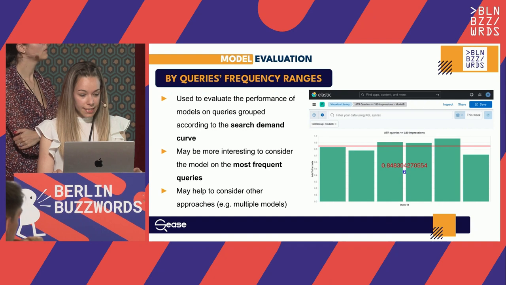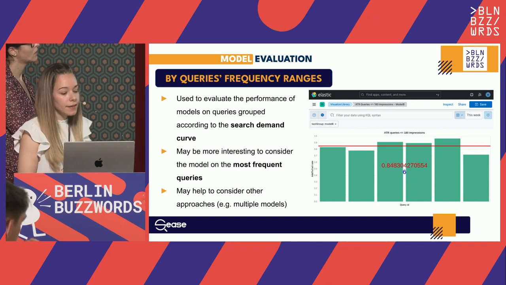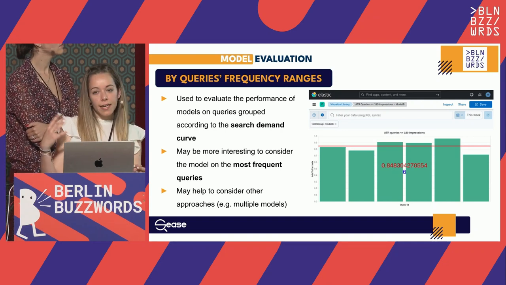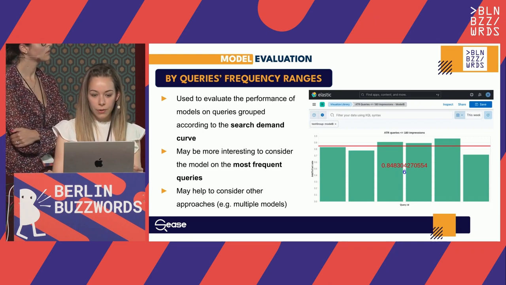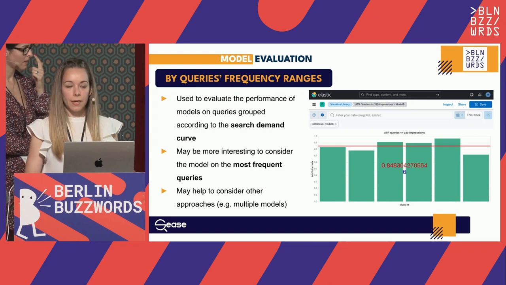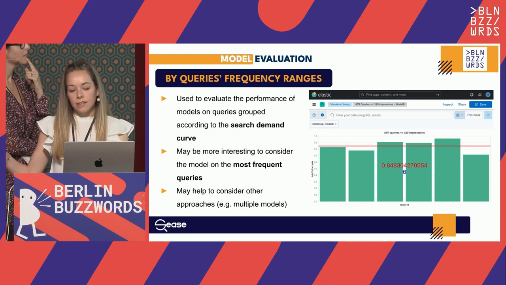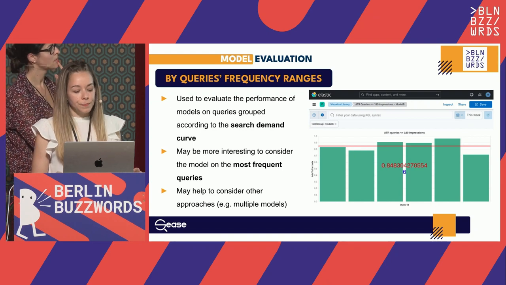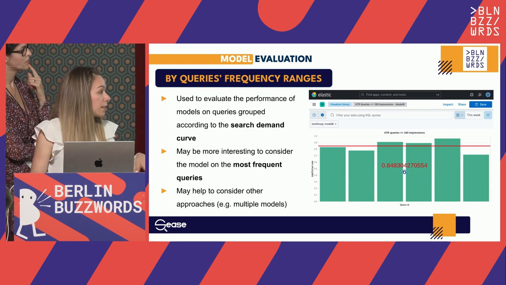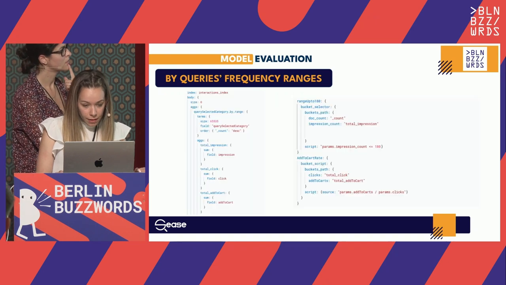So to make an example, this is the first evaluation we implemented with Vega, that is a vertical bar. And here we analyze how our model is performing in a specific range of queries. So considering again what we have seen before, so the frequency for a query, we decide to analyze how our model performs on the search demand curve. So we divide the curve into some ranges, so the most frequent queries, the medium frequency queries, and then the last executed ones. And then we report here, for example, just for the range of the less executed queries, how the model is performing with an average add-to-cart rate of all the queries in the range. So let's see how we implement this.